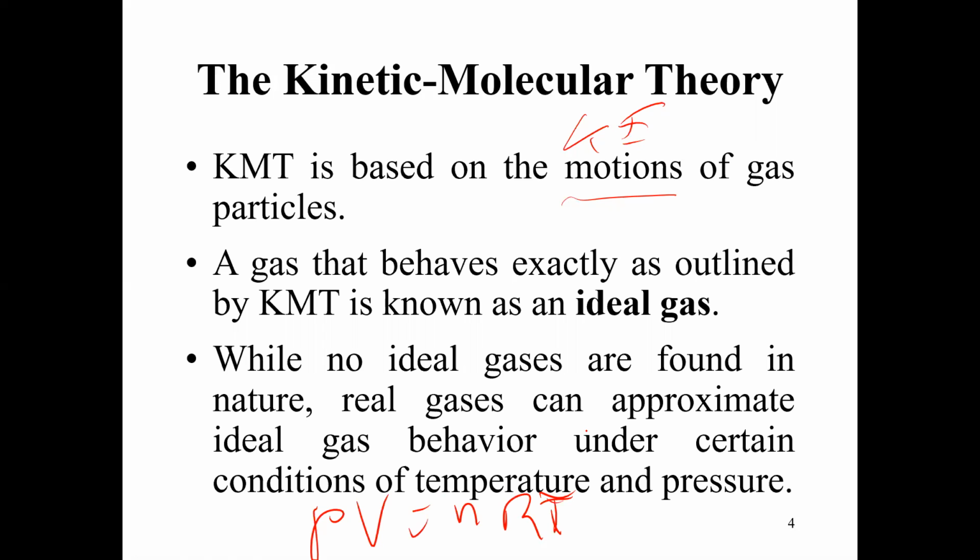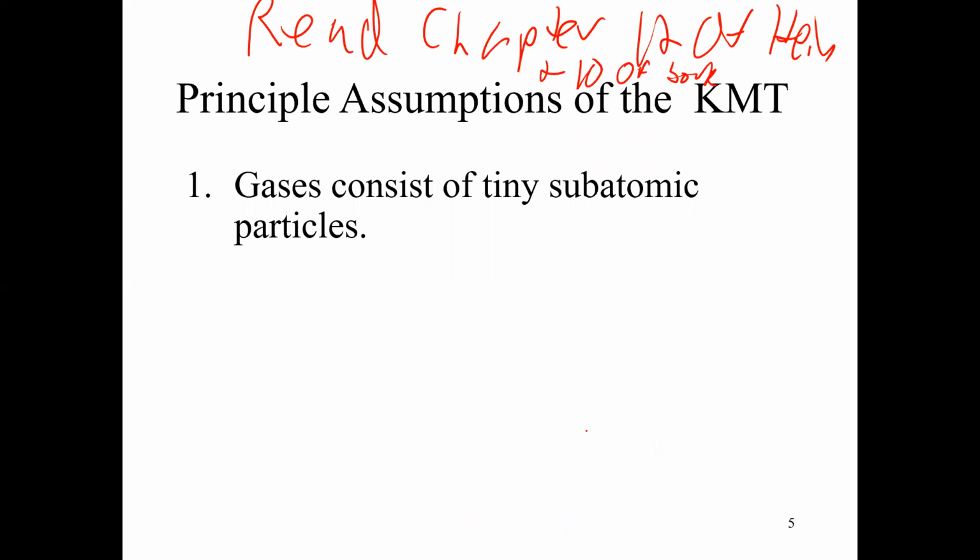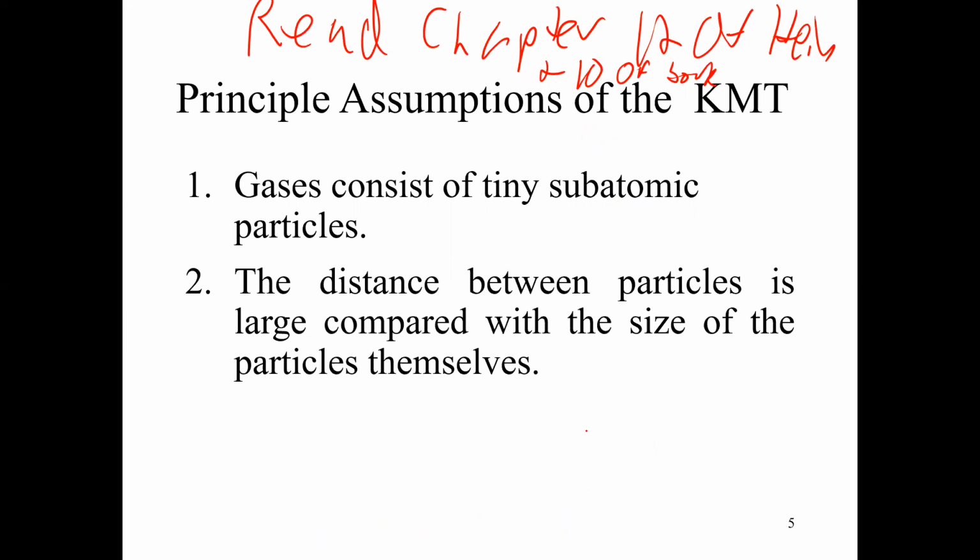But I'm going to go over a little background so you can see again the nature of the chemistry, the experiments that were done for this and what they used to do the experiments, and then from those experiments come to some conclusion about how gases work. The principal assumptions associated with these: gases consist of tiny subatomic particles. The distance between the particles is large compared to the size of the particles themselves. So if you've got a ball, it'll have a bunch of gas particles like this, and it's mostly empty space. So basically these are the molecules that are in it, and that makes gases easily compressible.